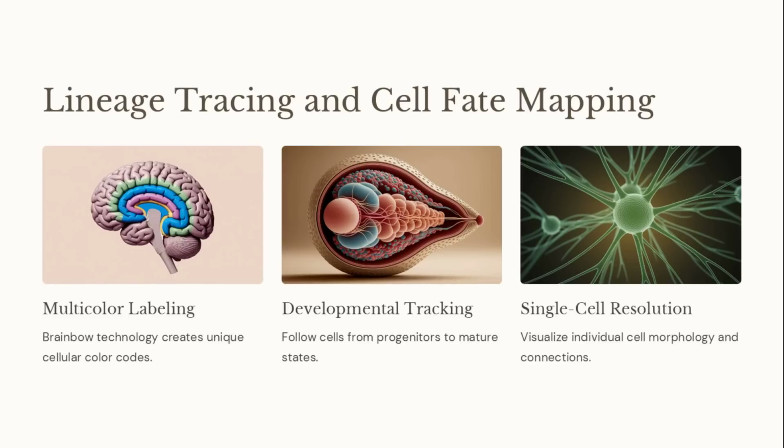Lineage tracing and cell fate mapping involve multicolor labeling using rainbow technology to create unique cellular color codes, developmental tracking to follow cells from progenitors to mature states, and single-cell resolution to visualize individual cell morphology and connections.